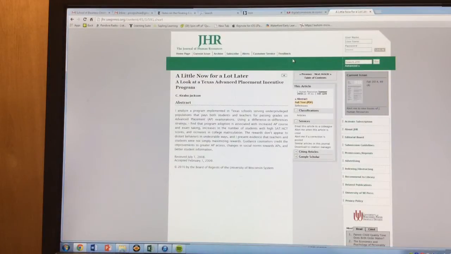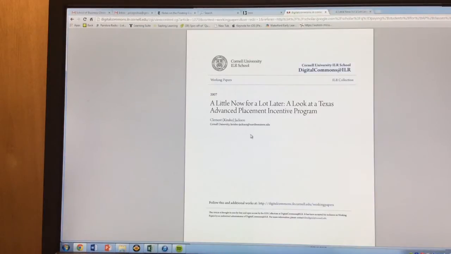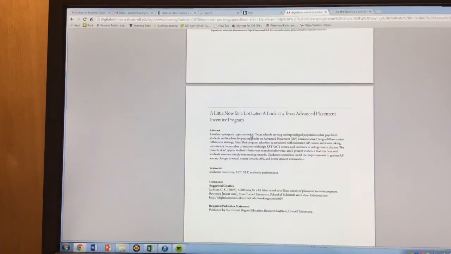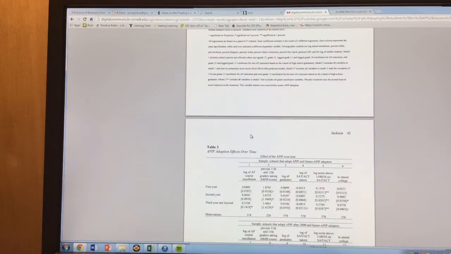In it, he looked at what happens when you pay students for passing grades on the AP exams. Seems like a very simple study. It came out in the Journal of Human Resources, which is a top economics journal. But the reason I want to bring this up is we want to show you what he does in his paper. Here are all the words of the paper, but now here is what we want to think about.